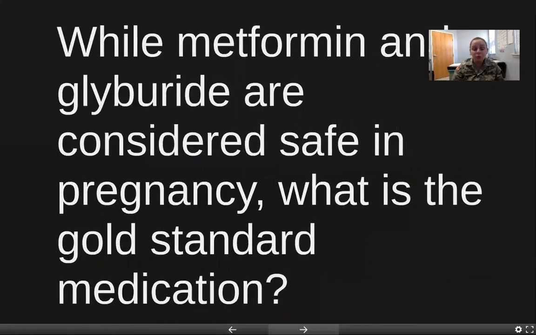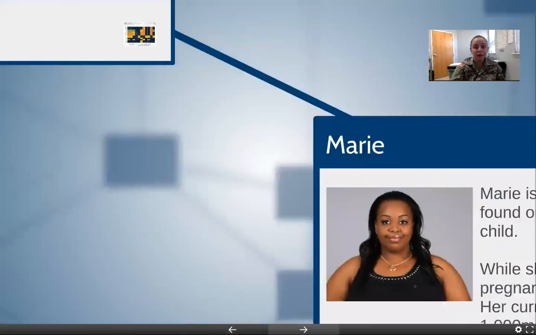Another option for oral medications would be glyburide, which is considered a pregnancy class B, which is safe in pregnancy. But that's not the gold standard. The gold standard is actually either Levemir or NPH insulin. So she should be on insulin.